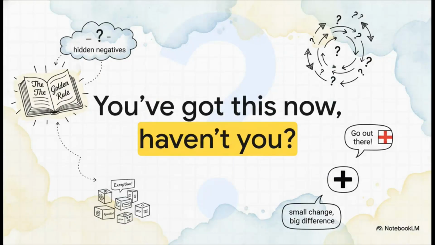And there you have it. From the golden rule all the way to hidden negatives and those tricky special cases. I know it might seem like a lot at first, but with just a little practice, this will all become second nature. So go on, get out there and start using them in your conversations. It's a tiny change that makes a huge difference, isn't it?